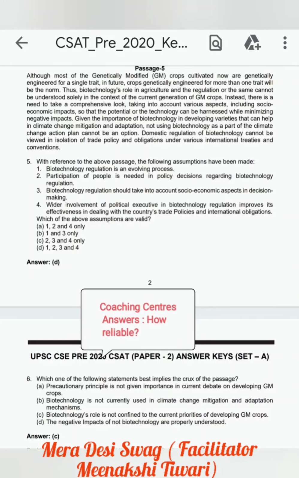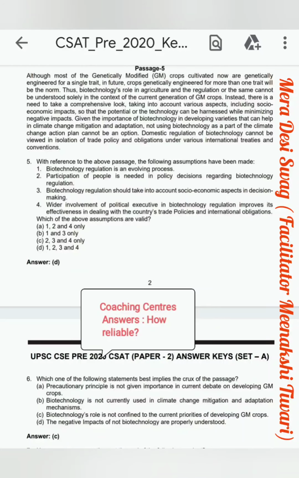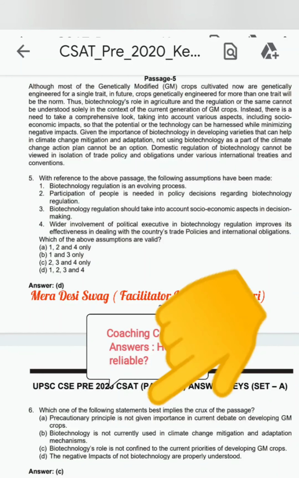Look at question number 6, pause and read. If you would want to read the Hindi version, निम्नलिखित में से कौन सा कथन परिच्छेद के मर्म को श्रेष्ठ रूप से अंतर्निहित करता है? Crux, gist. Which one of the following statements best implies the crux of the passage? A, precautionary principle is not given importance in current debate on developing GM crops. Or B, biotechnology is not currently used in climate change mitigation and adaptation mechanisms. Pause and read.